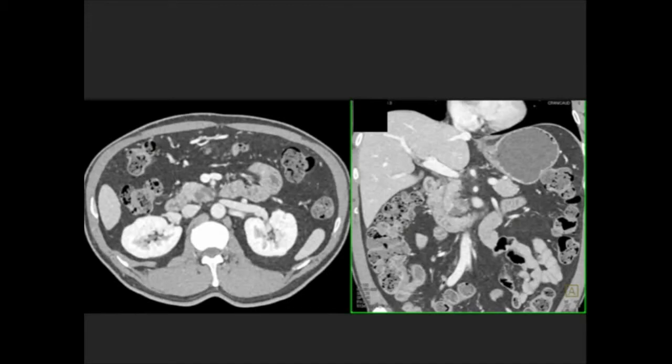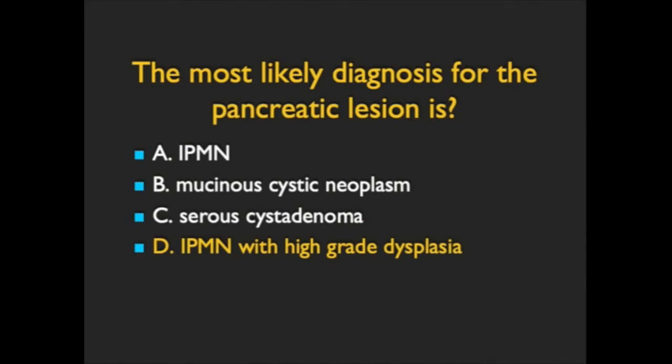What you have to think about when you see a cystic lesion with thickened septation and a mural nodule is an IPMN with high-grade dysplasia. These are the typical precancerous lesions, or these are the ones that will be resected. Just a very nice example of that lesion.